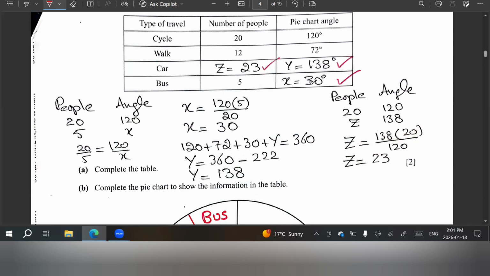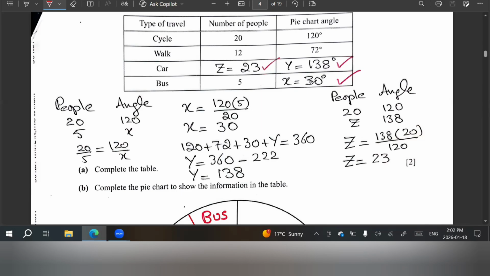So I'm again going to use the method of proportionality. So here you have people, angle. There are 20 people, and it is represented with 120 degrees. If there are Z number of people, and it is represented with 138. So we will cross multiply. So Z will be equal to 138 multiplied by 20 divided by 120, and the answer will be 23. So there are 23 people who are using car.